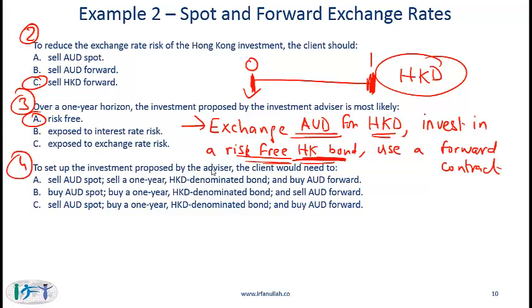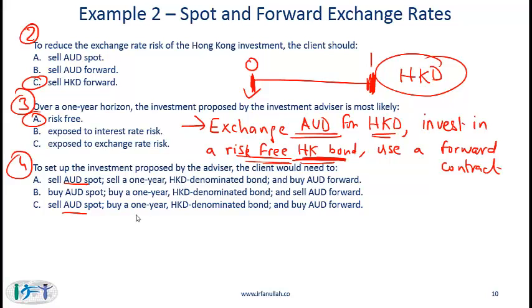Next, to set up the investment proposed by the advisor, the client would need to do what? Exchange Australian dollars for Hong Kong dollars. What is happening here is that the client is selling Australian dollars in the spot market. So it is one of these two. And then invest in a risk-free Hong Kong bond.